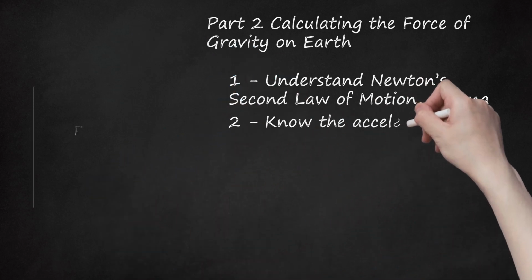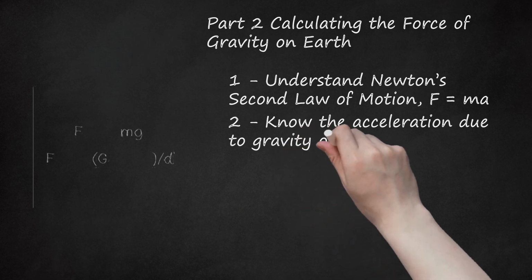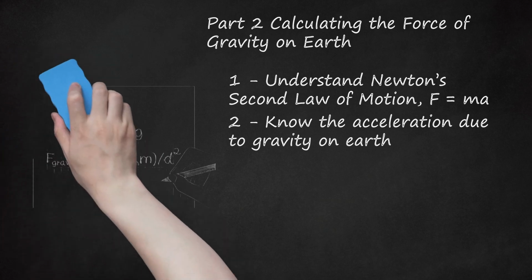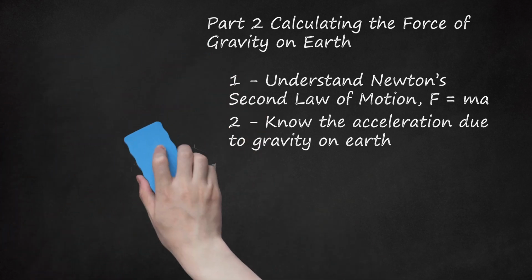2. Know the acceleration due to gravity on Earth. On Earth, the force of gravity causes objects to accelerate at a rate of 9.8 m/s². On the Earth's surface, we can use the simplified equation Fgrav equals mg to calculate the force of gravity. If you want a more exact approximation of force, you can still use the above equation, Fgrav equals G m1 m2 over d squared, to determine force of gravity.